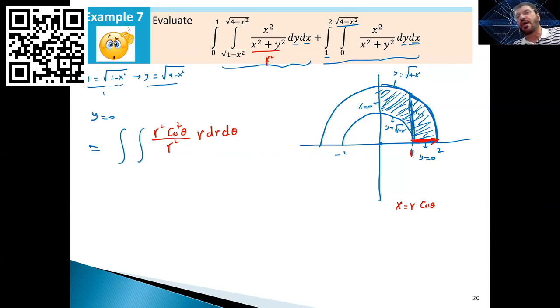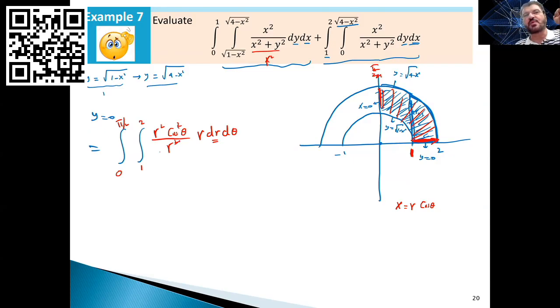And then R is from where? From 1 to 2. So this R is from 1 to 2. But to cover the whole region, we're going to continue all the way up to, we're going to stop here, isn't it? And what's the angle here? It's pi over 2. So the angle is from 0 to pi over 2. And this is what both integrals represent in our work, guys.